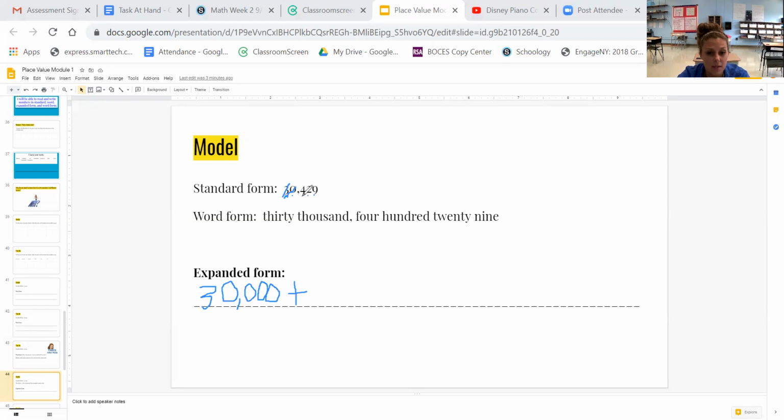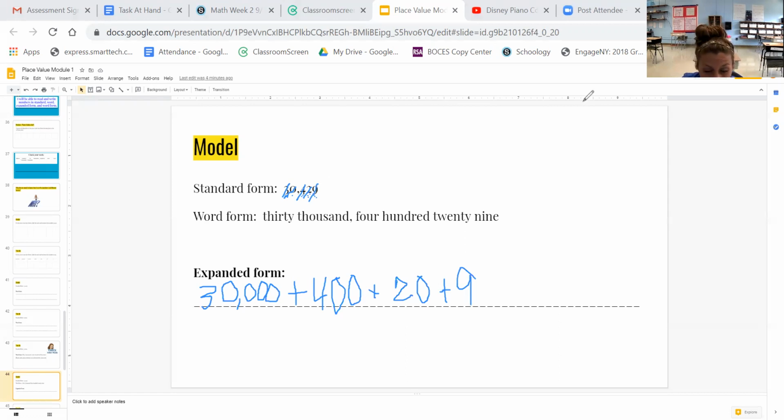My next biggest place value is the hundreds place. I have a 4, and then how many digits are after? 1, 2. So I put my 2 zeros. Cross it off. Let's go to my next place value. I have a 2 in the tens place. So 2, and how many place values are after? Just 1. So I have my 1 after. And then last, I have a 9 in the ones place. And that shows me writing it in expanded form.